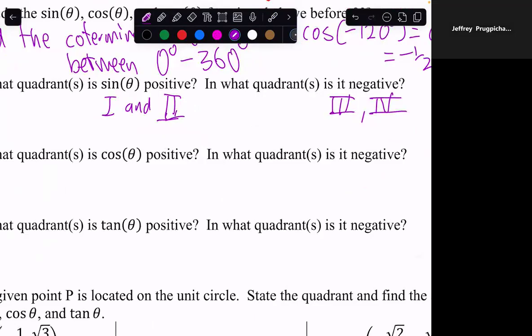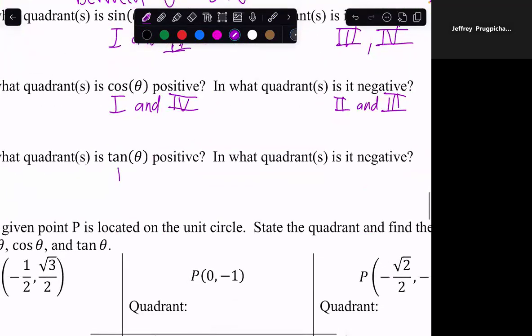Where is cosine positive? I'm just going to write the answer. Cosine's positive in 1 and 4, and it's negative in 2 and 3. And tangent's positive in 1 and 3, and it's negative in 2 and 4.